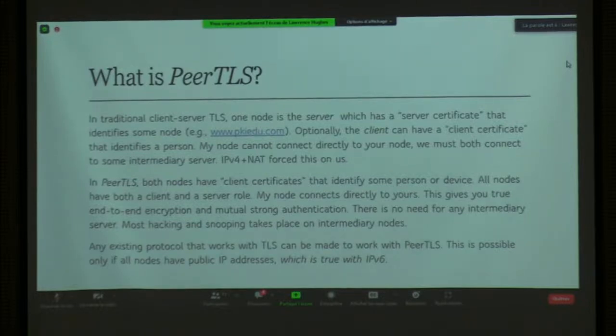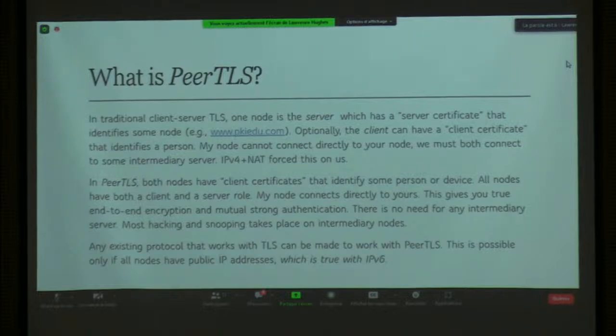In peer TLS, both nodes have client certificates that identify some person, not a node. All nodes have both a client and a server role. My client connects directly to your server. This gives you true end-to-end encryption and mutual strong authentication. In fact, anyone can act as the originator and anyone can act as the recipient. So if you were calling me, your client would connect to my server. And these are personal servers. They're not servers that handle tens of thousands or millions of users. They're a server that handles one user. It's a personal server just for you running on your phone.